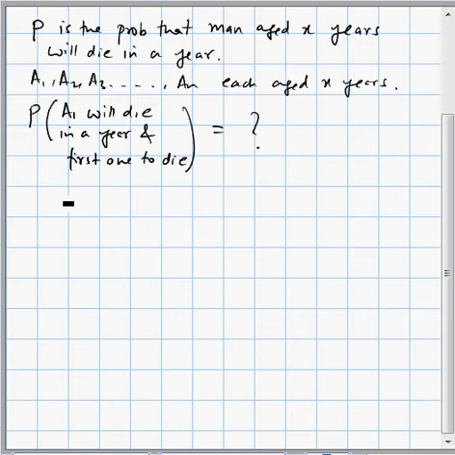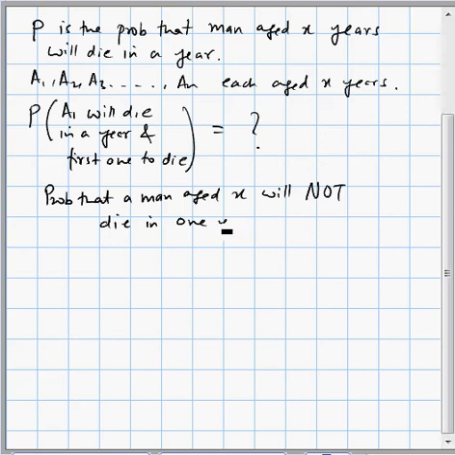Now, the probability that a man aged X will not die in 1 year is a complementary event of this event. So it is 1 minus P. P is the probability that a man will die in 1 year. So 1 minus P is the probability that a man aged X will not die in 1 year. Right?